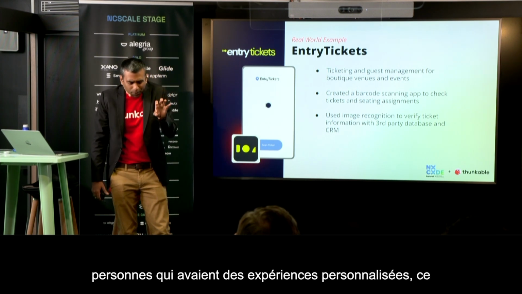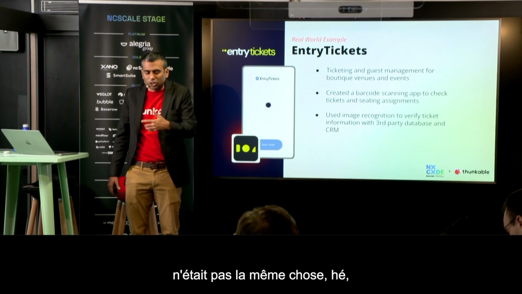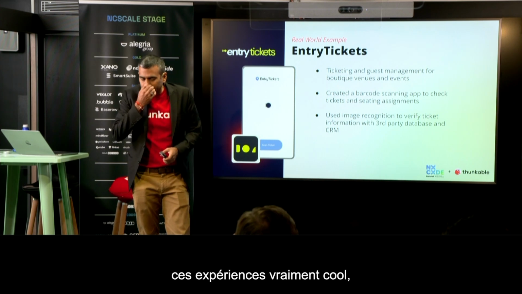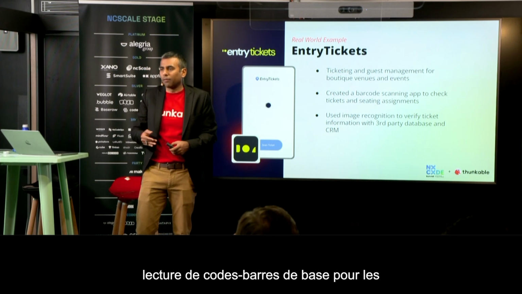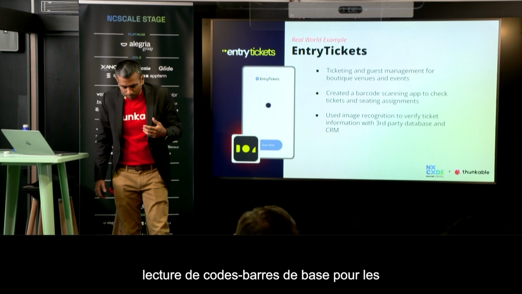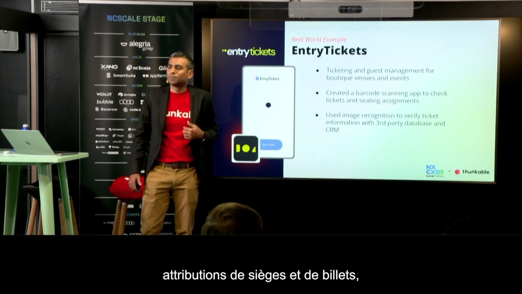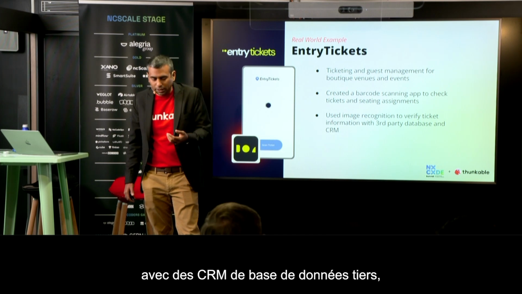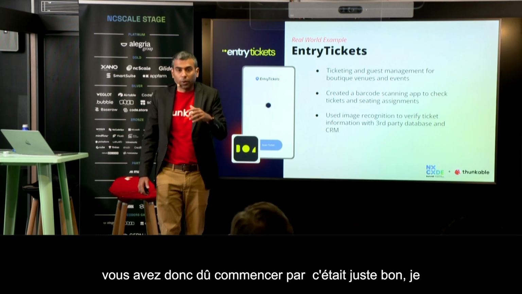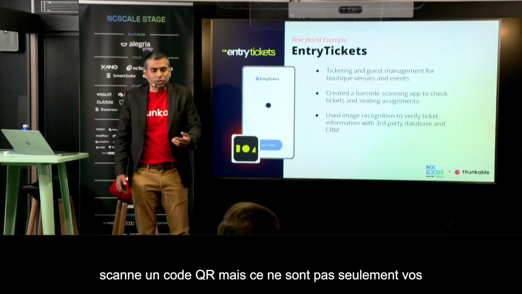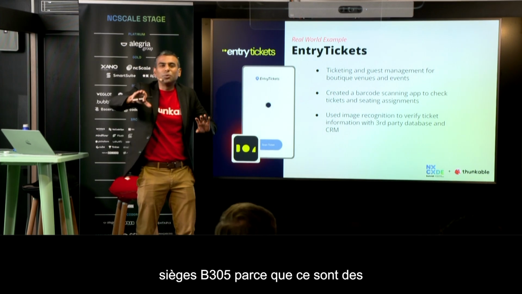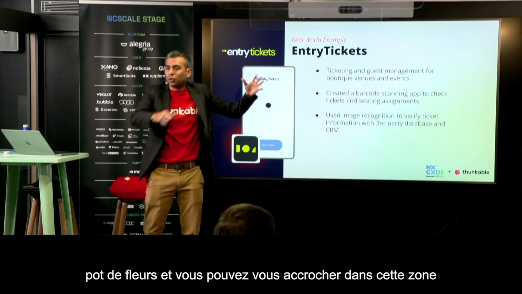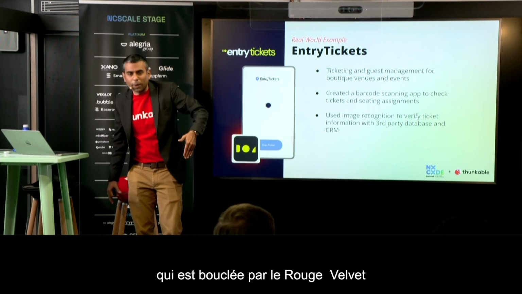So for people who had custom experiences, it wasn't just the same, hey, come in, do my thing. They wanted to create these really cool experiences, but obviously they wanted still to have the basic barcode scanning for seating and ticket assignments. So what do they do? They used image recognition to verify the information with third-party database CRMs, right? So you had to start with, it was just, hey, I scan a QR code, but it's not just your seats B305 because these are unique venues, right? These are standing places. It's, oh, go to the place with the flower pot and you get to hang in that area that's cordoned off by the red velvet rope, right?